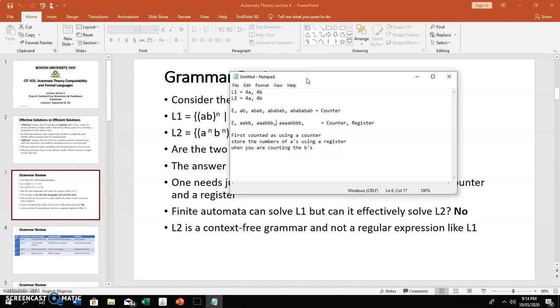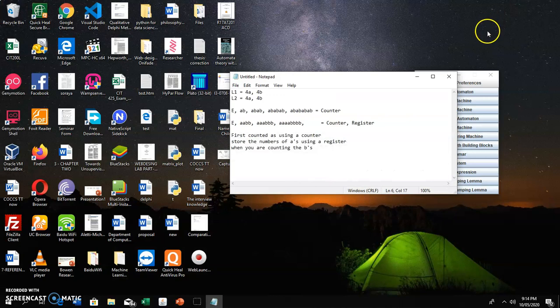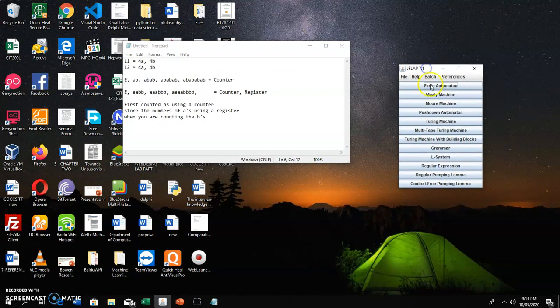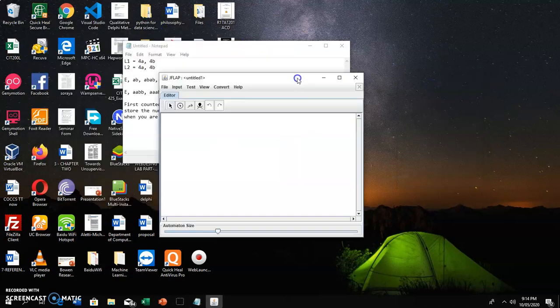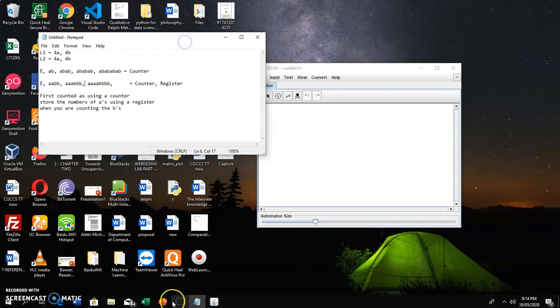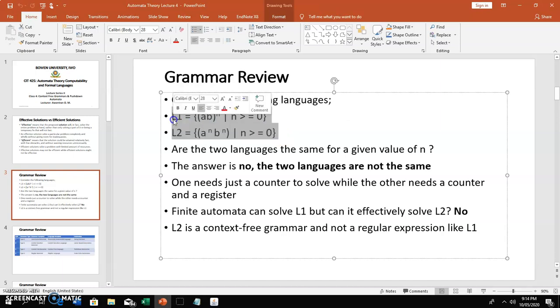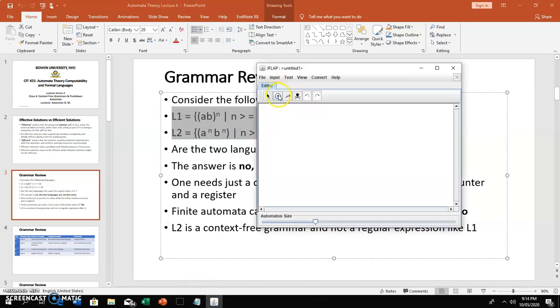Now, let's try and design an FA that will solve this problem. Let me pick finite automation. Don't forget what I want to solve is right over here. I want to solve these two using a finite automation. So, to solve it in finite automation, let me pick these two.